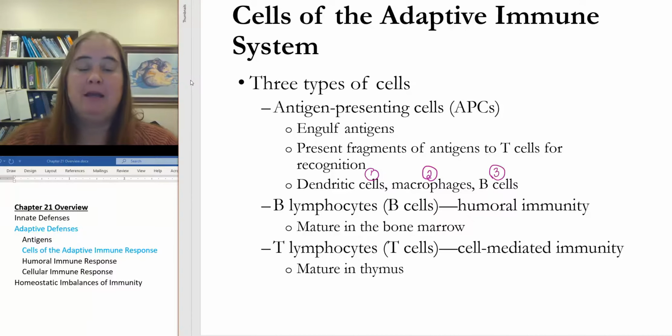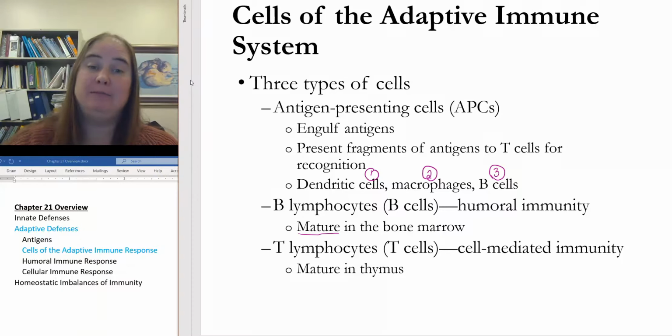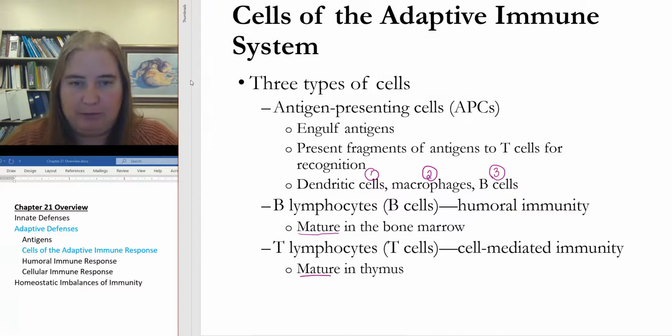In addition to our antigen-presenting cells, we have our B lymphocytes, or our B cells, which I've alluded to already. Again, B cells are part of that humoral immunity, and they are going to mature in our bone marrow. We'll talk about this notion of maturation in a little while. We have our T lymphocytes, or our T cells. These are part of our cell-mediated immunity, and they are going to mature in the thymus. An easy way to remember this is B, bone marrow, B cell. Our T cells are in our thymus.